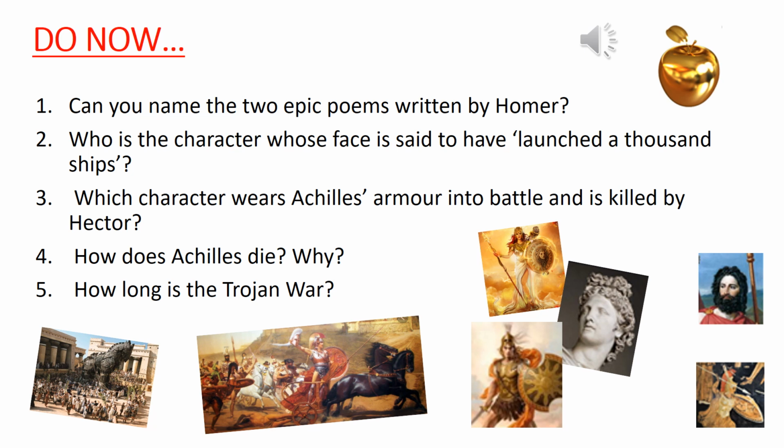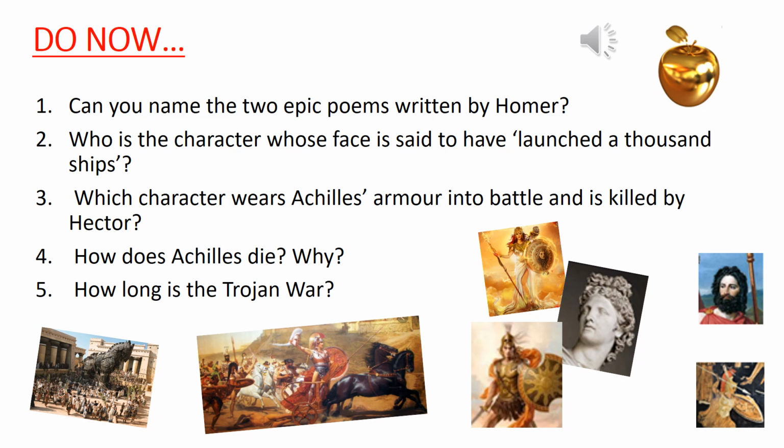So number 1, can you name the 2 epic poems written by Homer? So in your answer, you should have the 2 epic poems written by Homer are the Iliad and the Odyssey. Give yourself a tick if you got it correct. Number 2, who is the character whose face is said to have launched 1,000 ships? Your answer should be the character whose face is said to have launched 1,000 ships is Helen of Sparta or Troy, because remember, she is taken by Paris of Troy because Aphrodite promises her to him after the apple asks who's the fairest. Then number 3, which character wears Achilles' armour into battle and is killed by Hector? The character that wears Achilles' armour into battle and is killed by Hector is his best friend Patroclus.